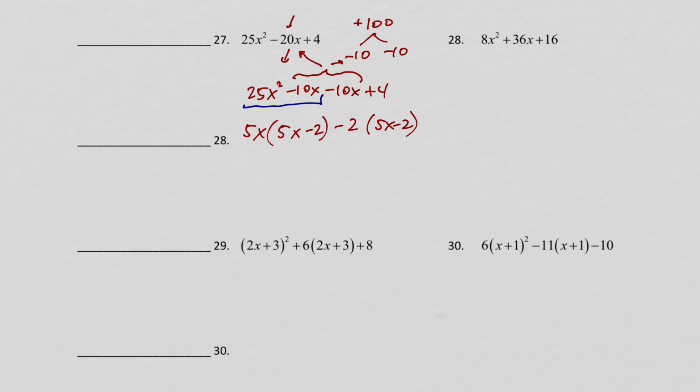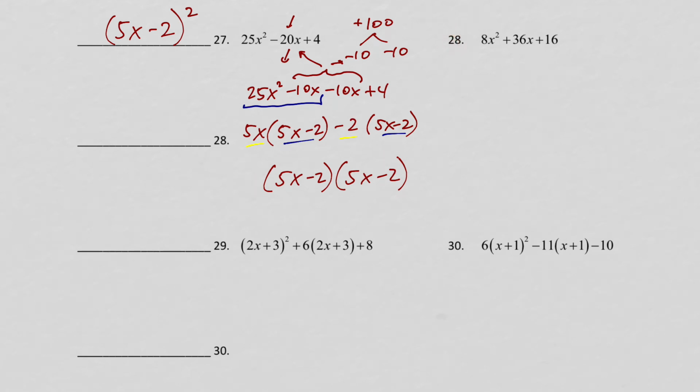So this is my common factor. So I'll pull that out, 5x minus 2, and I'll be left with 5x minus 2. Well, probably the simplest way to write this, because we're taking something and multiplying it by itself, is to just square that item. So 5x minus 2 squared is more simplified than that.